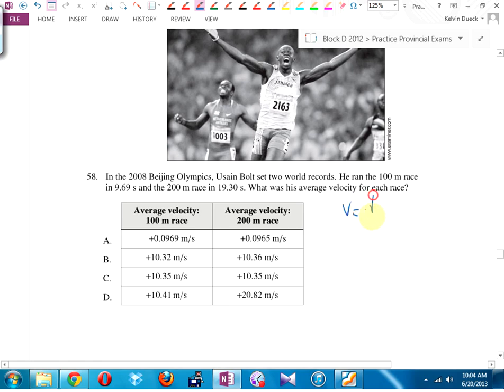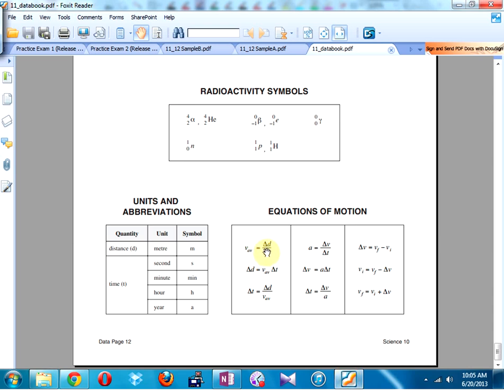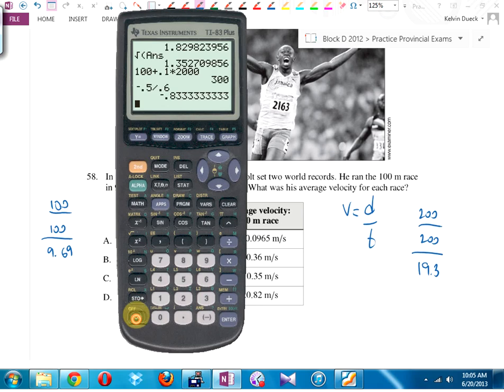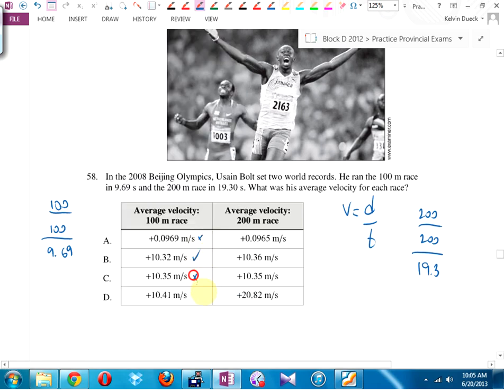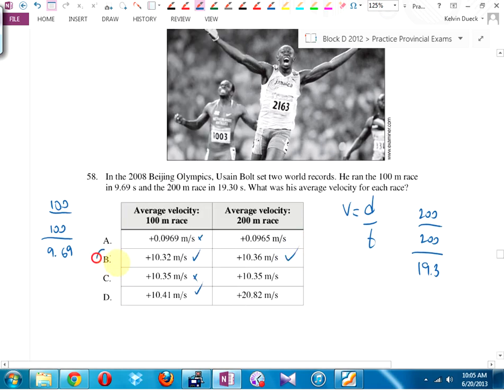So average velocity. Well, average velocity is distance divided by time. Is that on your formula sheet? Average velocity is the change in distance divided by time. So for the 100 meter, the distance is 100 divided by 9.69, and for the 200 meter, the distance is 200 divided by 19.3. Again, make sure you bring a calculator to the provincial exam. 100 divided by 9.69 is 10.32. And 200 divided by 19.3 is 10.36. It is B.